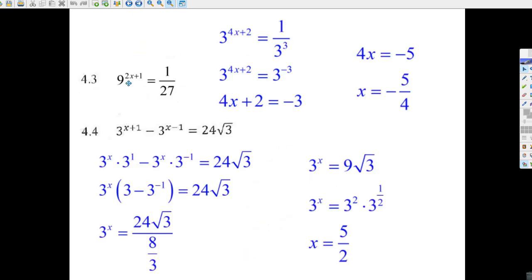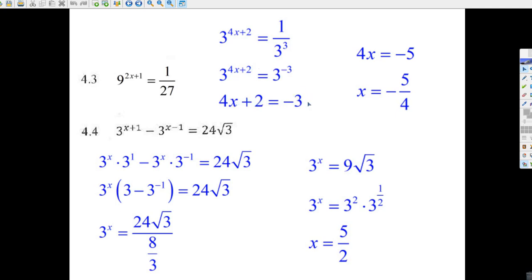Let's look at this next thing. Here we've got 9 to the 2x plus 1. Well, we play our game of making it 3 squared, which makes that 4x plus 2. 27 is really 3 cubed, and 1 over 3 cubed is really 3 to the minus 3. Well, now that's kind of interesting because we've made the bases the same, so we can make the exponents the same. That's the only way they could be equal.